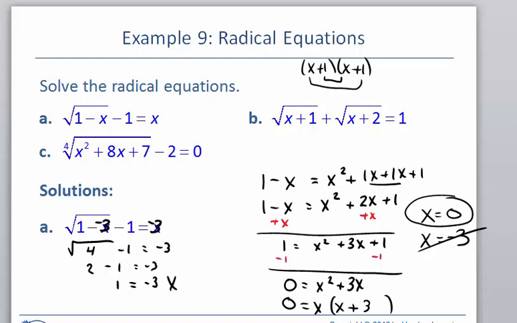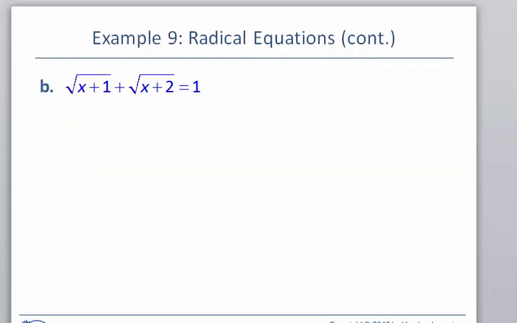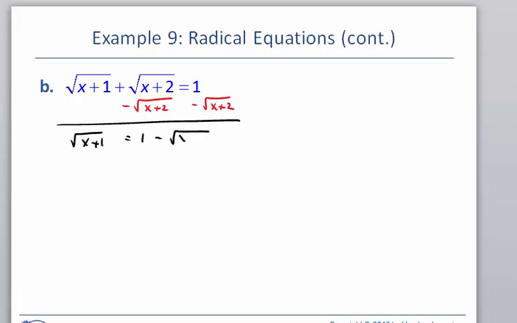All right, so let's move on to part B. Part B, we have two radicals. So we have the square root of x plus 1 plus the square root of x plus 2 is equal to 1. And our directions say to isolate one of the radicals. So I am going to keep the x plus 1 radical on the left, and I'm going to subtract off the square root of x plus 2. And so that gives me the square root of x plus 1 is equal to 1 minus the square root of x plus 2.